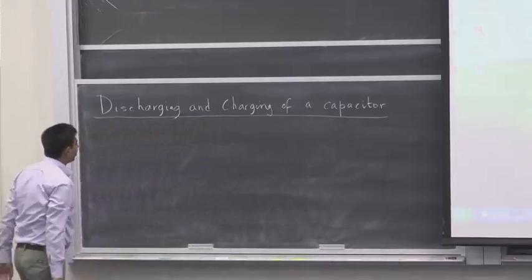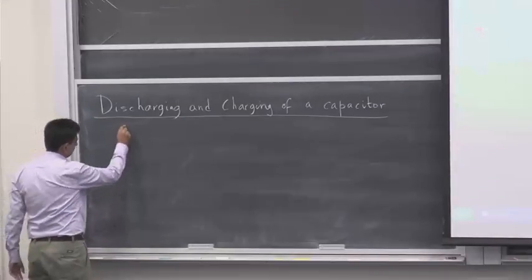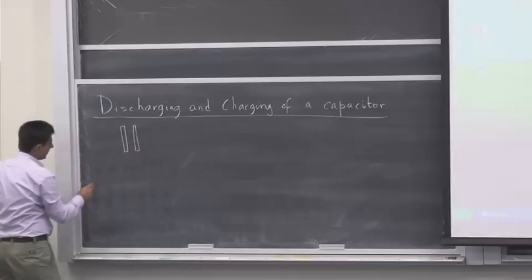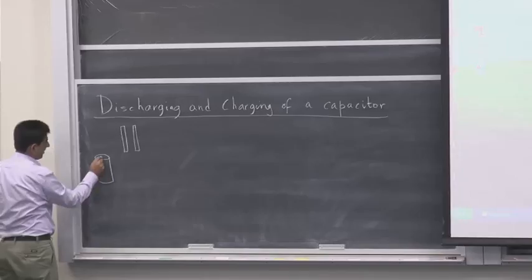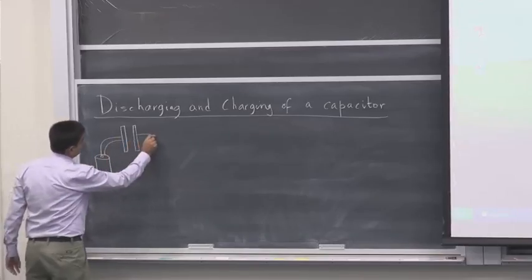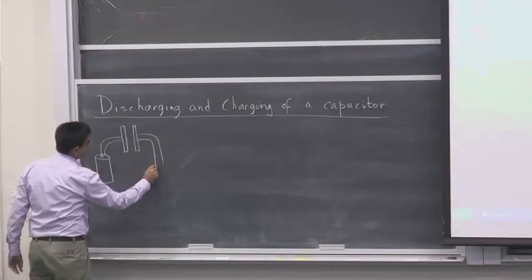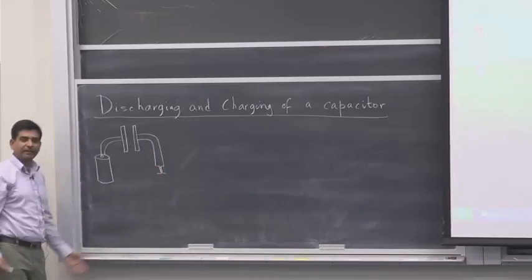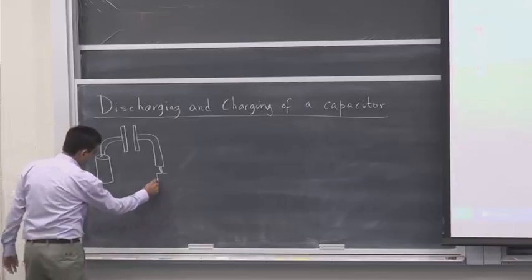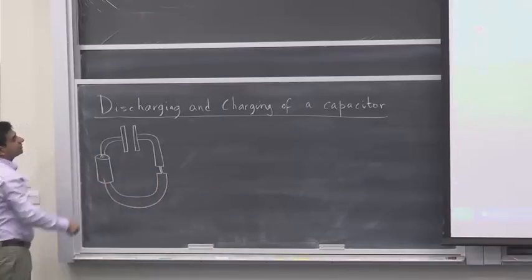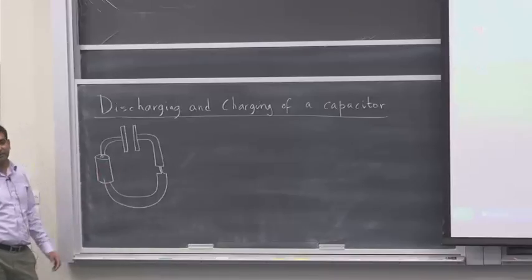We've noticed that if we have a capacitor and we connect a battery to it through wires, and there is also a resistor in between, which I'm representing by a thin wire. A thin wire will have a bigger resistance. Then charge is going to gradually build up on this capacitor.